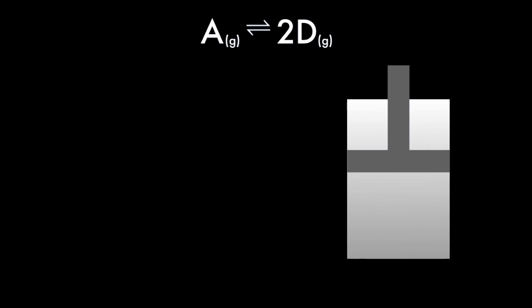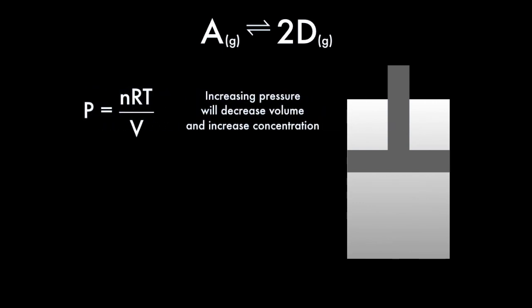Let's say you push down on the piston to increase the pressure in the system. Here's what happens. Looking at our equation for pressure, increasing the pressure will decrease the volume and thus increase the n over V, or concentration, of the gas. Note that this applies to both gases. Now let's look at the reaction quotient for this reaction. Before you move the piston, Q still equaled Kc. But after you increase the pressure, you increase the concentrations for both gases.